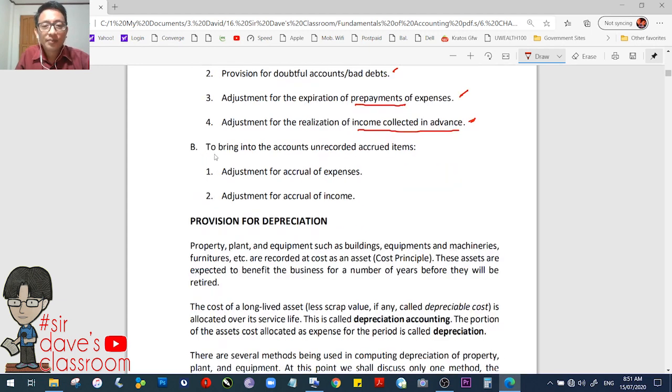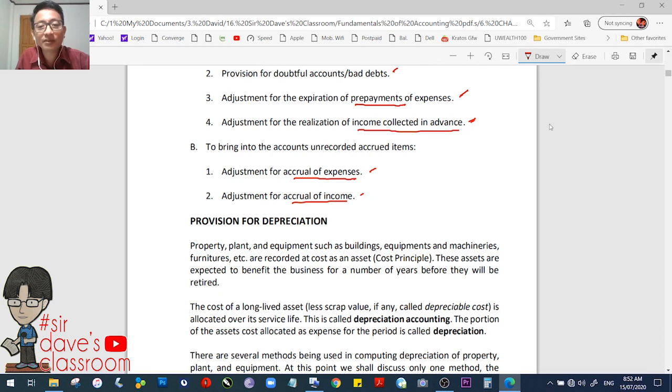tumanggap. Letter B, to bring into the accounts unrecorded accrued items, accrual of expenses and accrual of income for 1 and 2 respectively. Pag sinabing accrual of expenses, this is the recognition of expenses that are already incurred but not yet paid. Accrual of income, recognition of income although it is not yet collected.